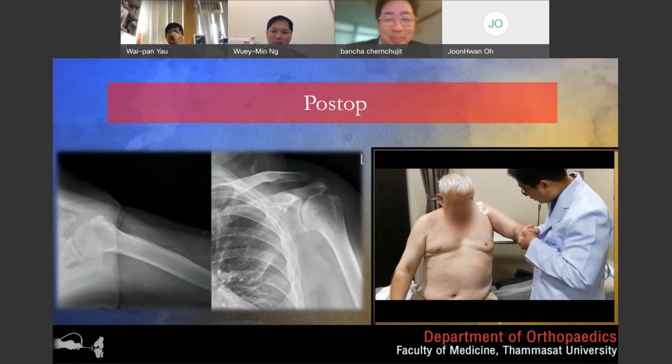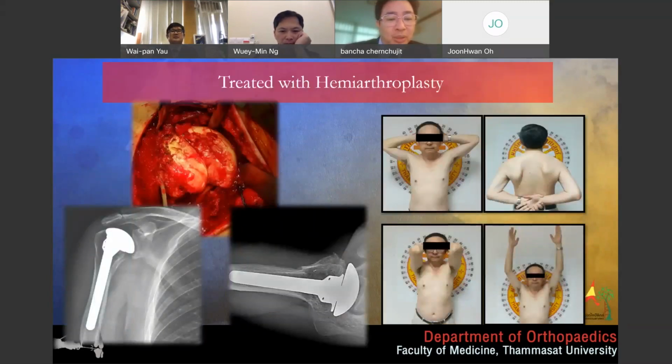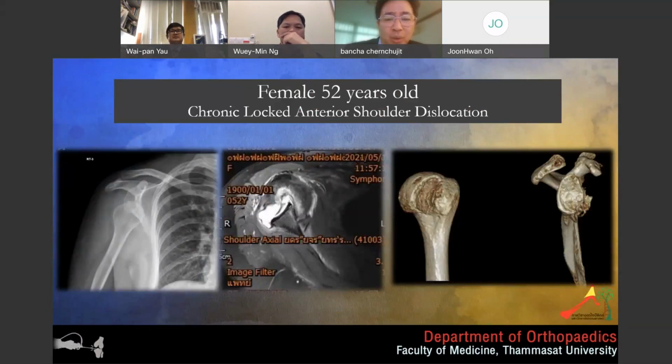Another patient, 58 years old, is a doctor, a dermatologist. It was missed again, the posterior dislocation. It was a long time, so the cartilage was gone. So I discussed with him that I need to do a joint replacement for him. Another patient is 52 years old, whom I operated on last month.